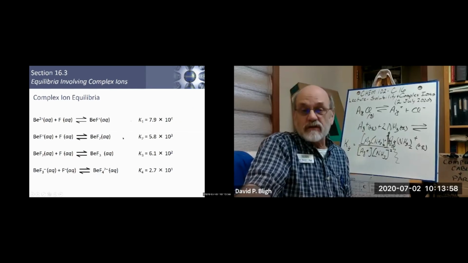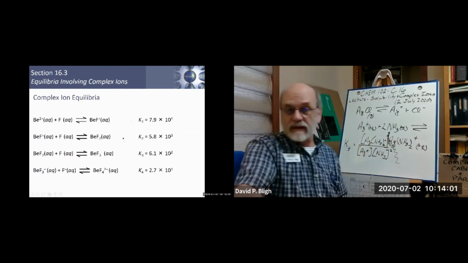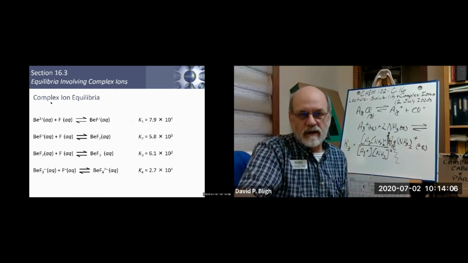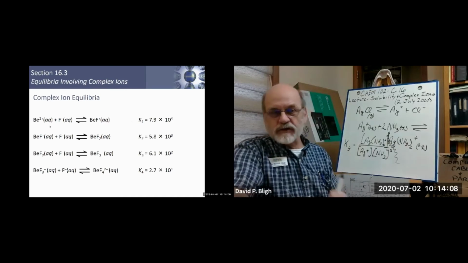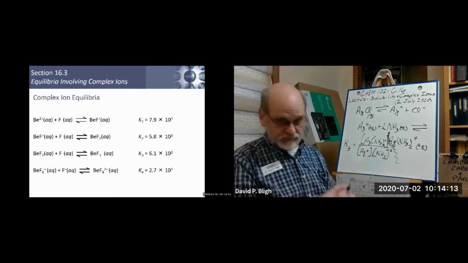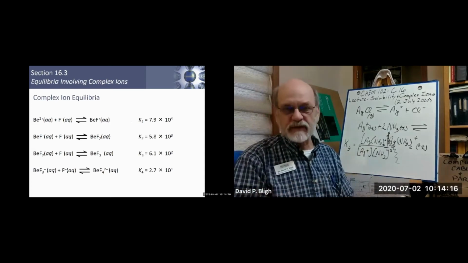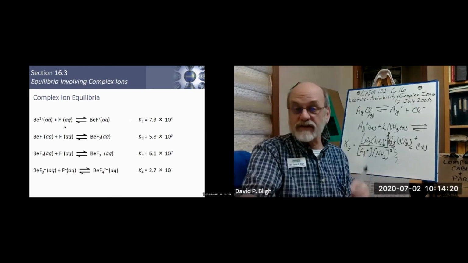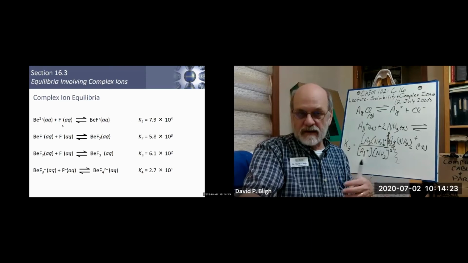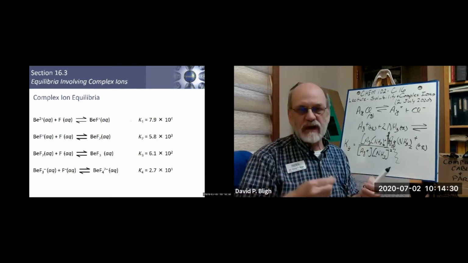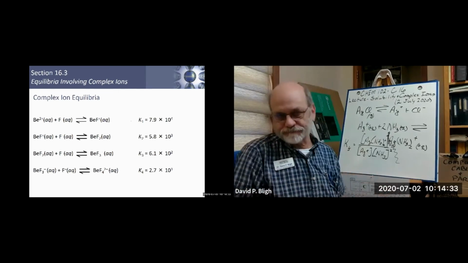Here's another different example, for the formation of a complex ion using beryllium and fluoride ion. So all you would need to do is add something to the solution that supplies the fluoride ion, but has no common ion effect, which would influence the solubility of your beryllium compound.